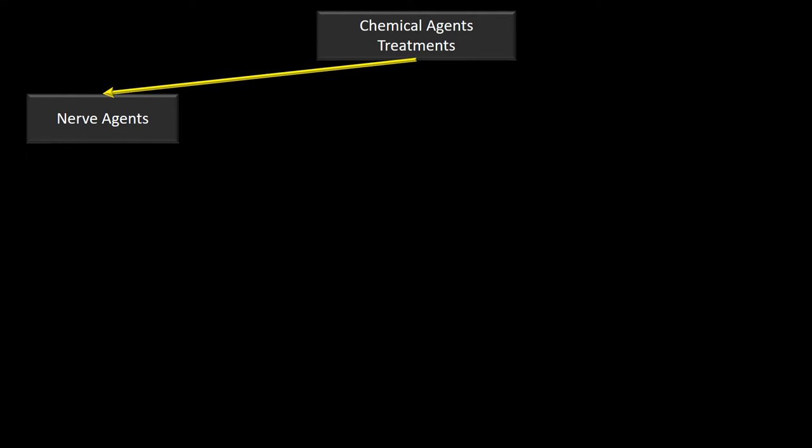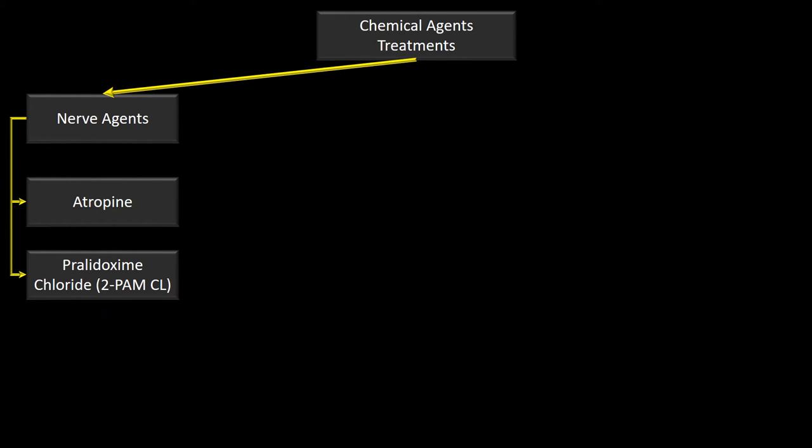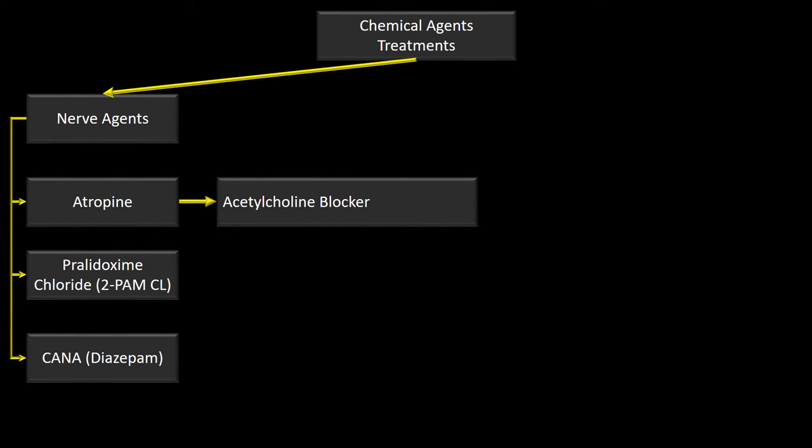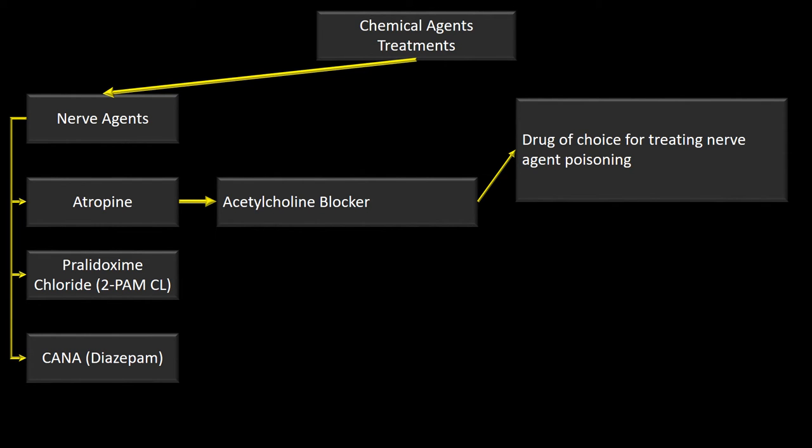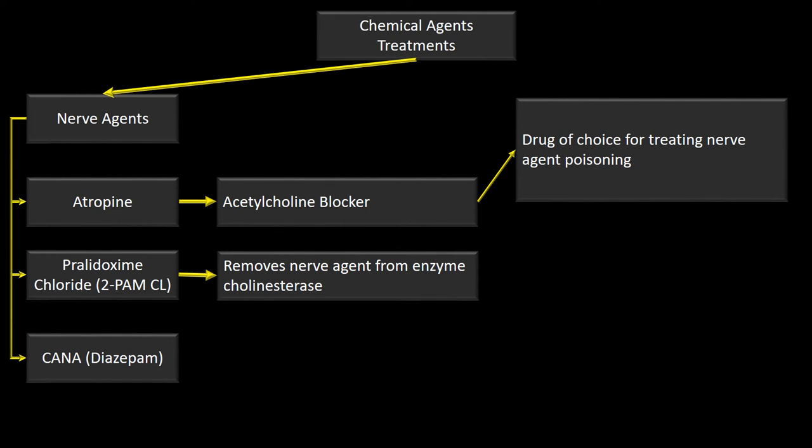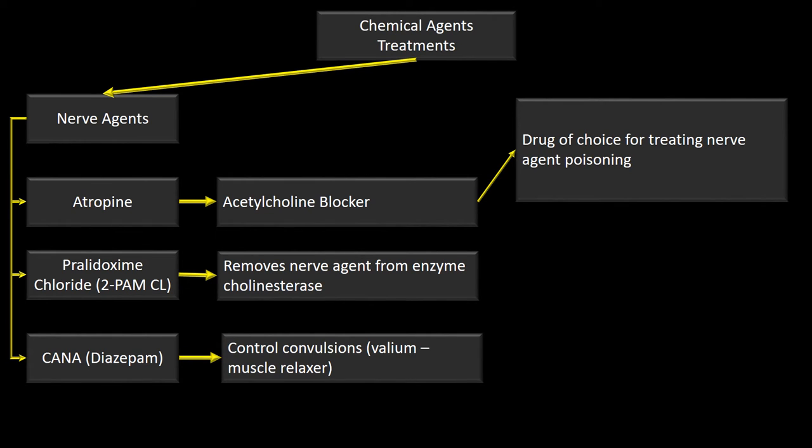Treatments available for nerve agent casualties will include atropine, 2-PAM chloride, and diazepam. Atropine is an acetylcholine blocker. It's going to block up some of that excessive acetylcholine found in the synaptic space, and this is the drug of choice for treating nerve agent poisoning. 2-PAM chloride is going to remove the nerve agent from the enzyme cholinesterase. It's going to free up that enzyme so it can actually go and neutralize acetylcholine. And then your diazepam, well, that's just Valium. That's just a muscle relaxer. It's not really an antidote, but it will help with some of the symptoms by helping with the convulsions.